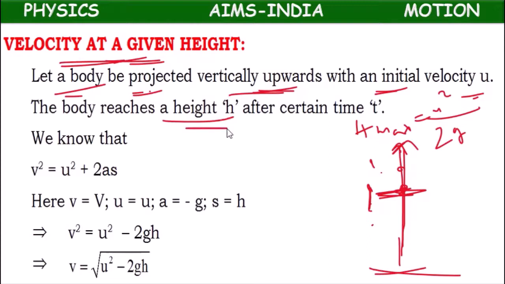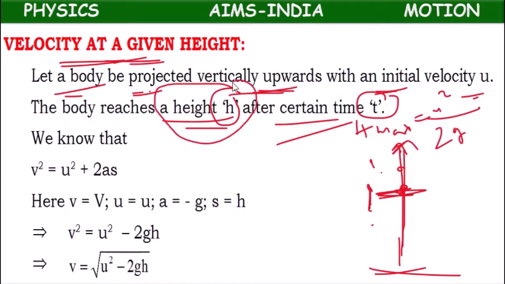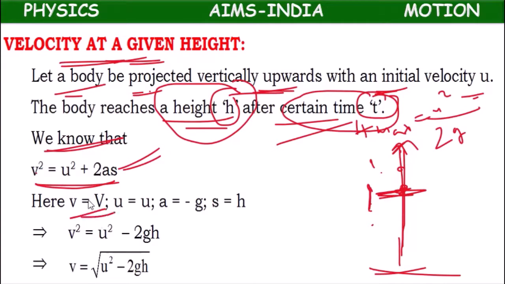The body reaches height h after a certain time t. We have to assume it reaches a certain height h after a certain time t. We know one formula, v square minus u square equals 2as. Here v is the final velocity, capital V, and u is the initial velocity, small u. Because the body is going up, the acceleration is minus g. Displacement, let it be a certain height h. So in the place of v we keep v, in the place of u we keep u, in the place of a we keep minus g, and we keep h.